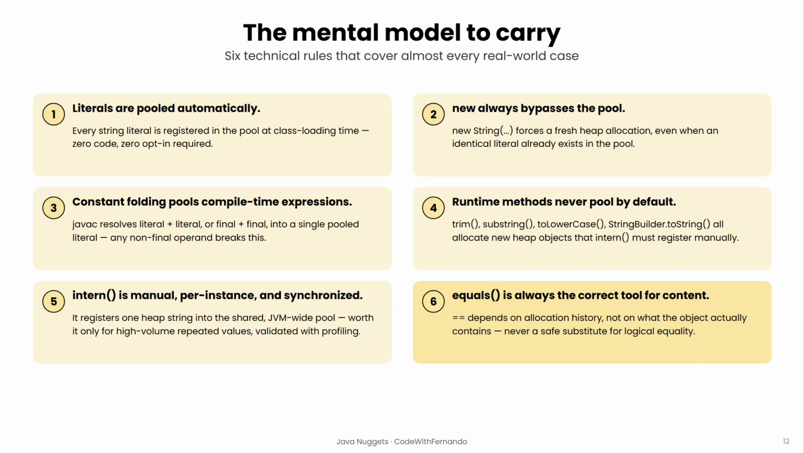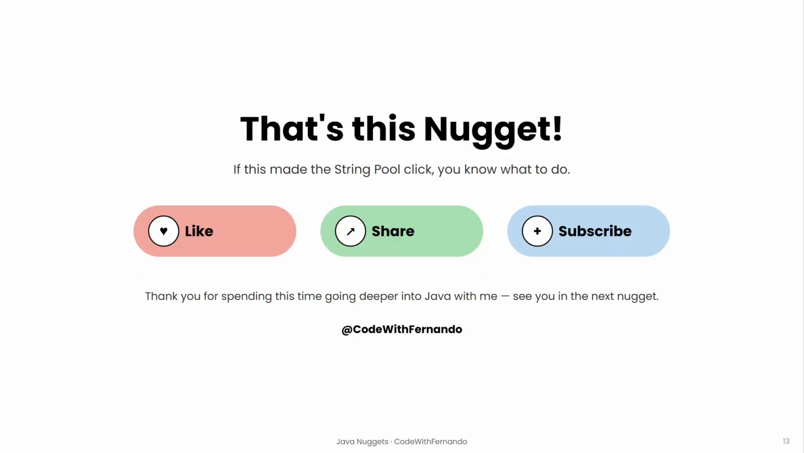Number 6, equals is always the correct tool for content. Double equal depends on allocation history, not on what the object actually contains, so never use it as a safe substitute for logical equality. That's it. That's this nugget.